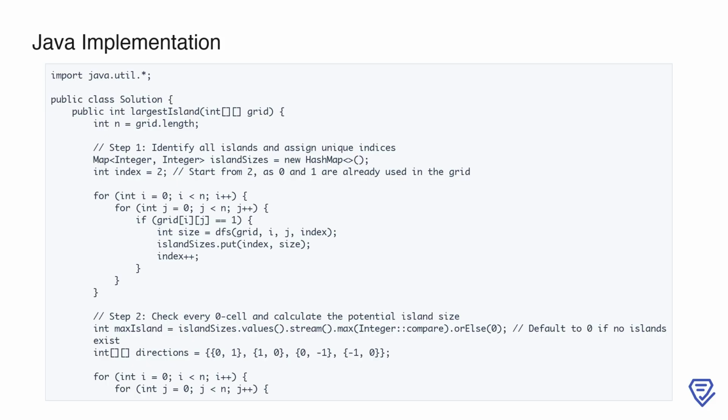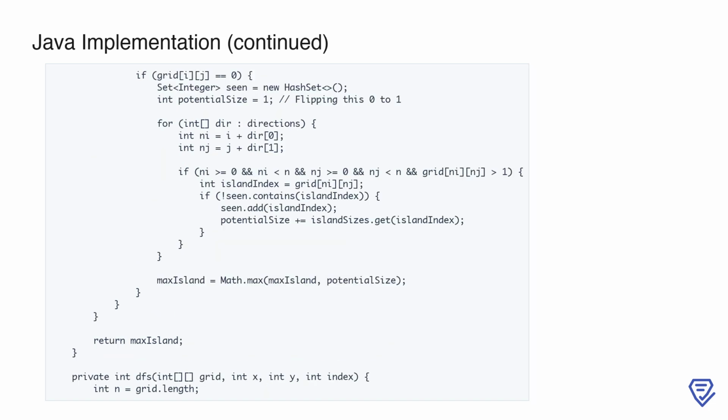At this point, we prepare to calculate the potential size of new islands by flipping 0 cells. We define the directions for exploring adjacent cells, which include up, down, left, and right. Now, we iterate over each cell in the grid again. If a cell contains 0, we consider flipping it to 1, which could potentially connect multiple islands.